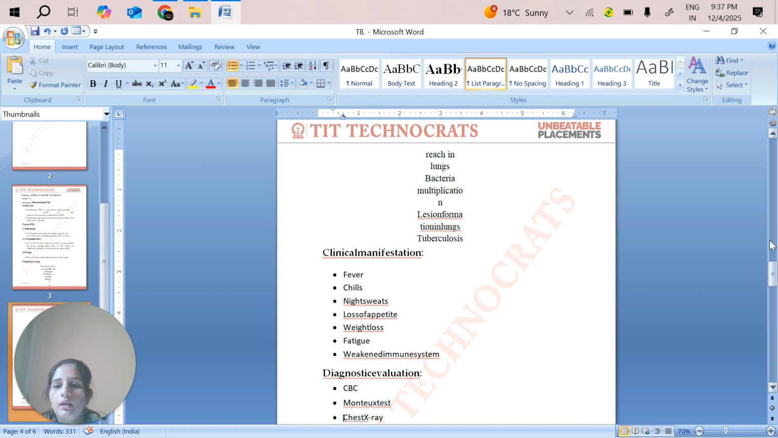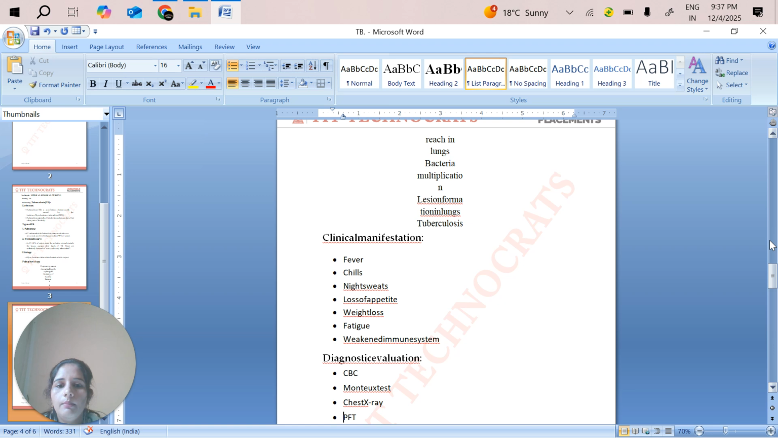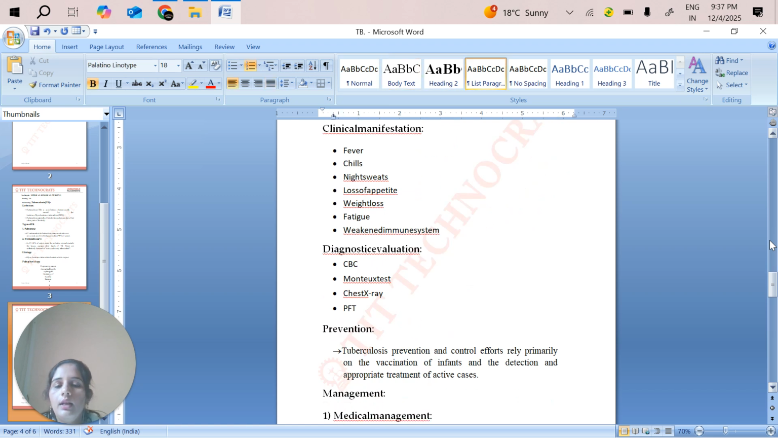Next one, clinical manifestation. First one, fever, chills, night sweats, then weight loss, fatigue, weakness, immunodeficiency. Then next one, diagnostic evaluation.